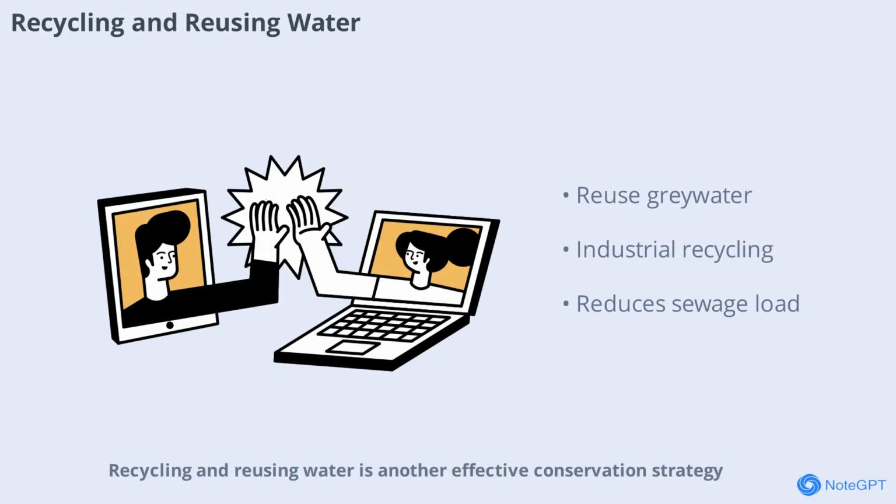Recycling and reusing water is another effective conservation strategy. Greywater from kitchens, bathrooms, and laundry can be treated and reused for gardening or cleaning. Industries can recycle processed water to reduce their freshwater demand. These practices not only save water but also lower the burden on sewage treatment systems.